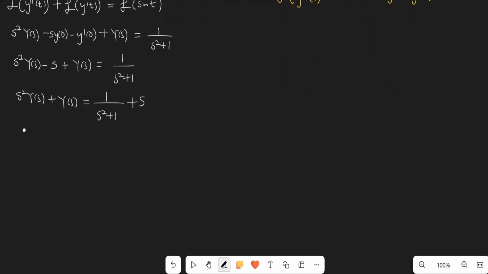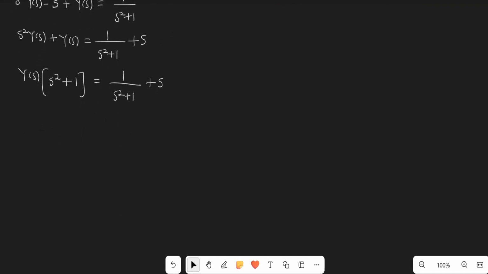Now let's factorize Y of s out, which is the Laplace transform of y of t, and we are left with s squared plus 1, equal to 1 over s squared plus 1 plus s. To isolate Y of s, we divide both sides by s squared plus 1. Doing that, capital Y of s is equal to 1 over s squared plus 1, all squared, plus s over s squared plus 1.